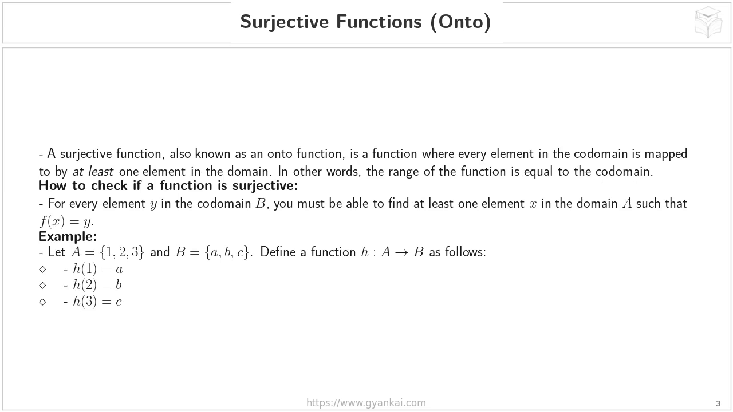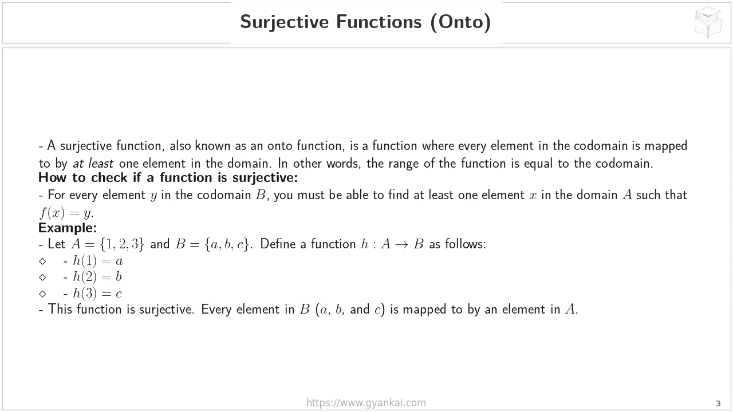Let's look at an example. We have sets A and B, where A contains the numbers 1, 2, and 3, and B contains the letters A, B, and C. We define a function, h, that maps A to B as follows. 1 maps to A, 2 maps to B, and 3 maps to C. In this case, the function h is surjective. Why? Because every element in B, A, B, and C, is mapped to by an element in A. A is mapped to by 1, B is mapped to by 2, and C is mapped to by 3. The entire codomain B is covered by the range of the function.